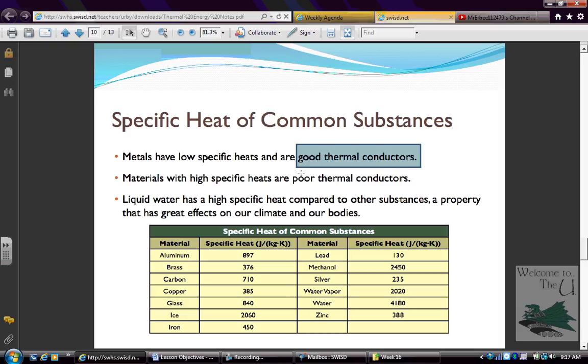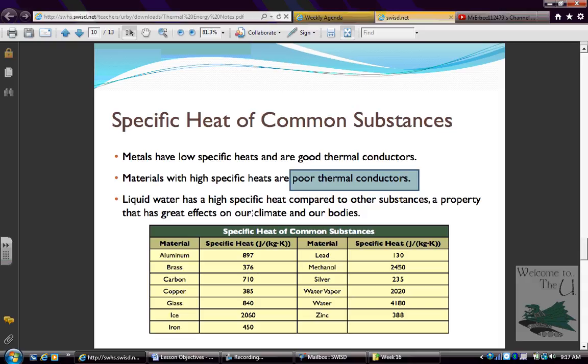Materials with high specific heats are poor thermal conductors, and examples of these are, if we look at this scale here, water vapor and water have very high specific heats, methanol has a high specific heat, ice has a high specific heat. So these are objects that would be poor thermal conductors. If we were to place them in an environment where they could absorb heat energy, they wouldn't do it very quickly, which is actually a really important property of water. We use that property of water to help cool engines in our vehicles and other things like that. And you'll see that here.